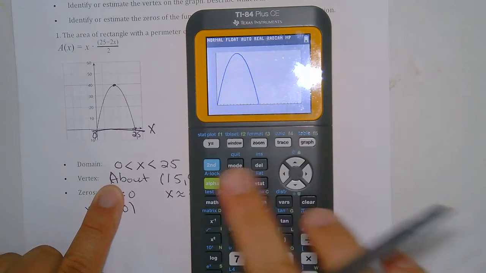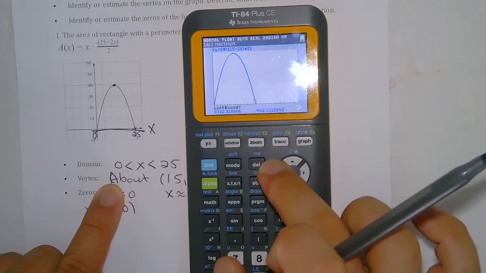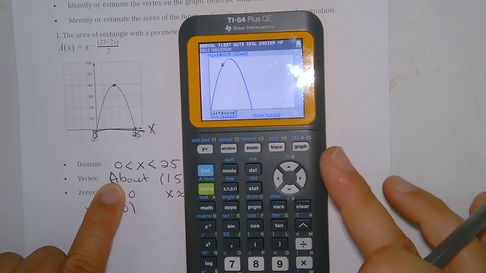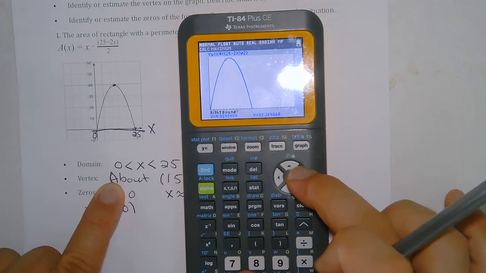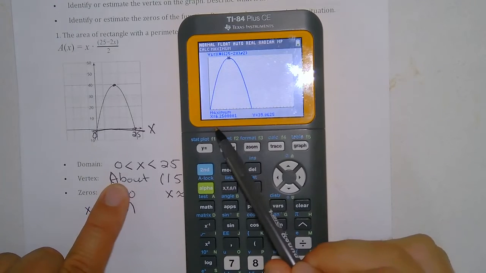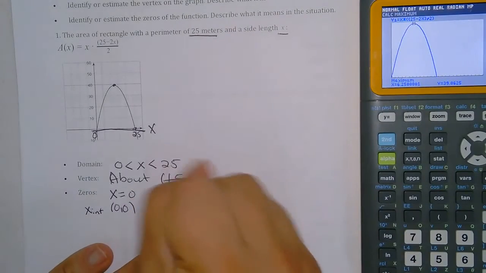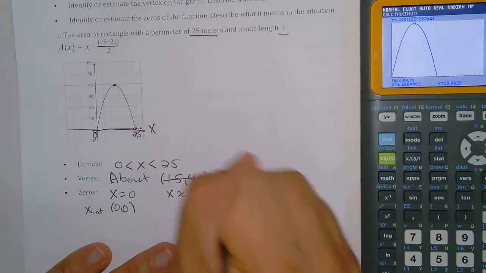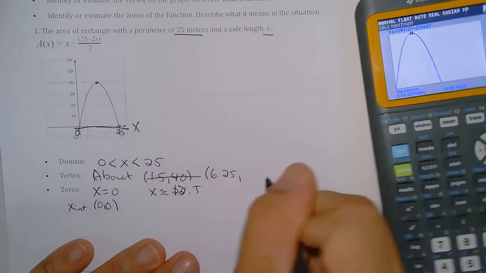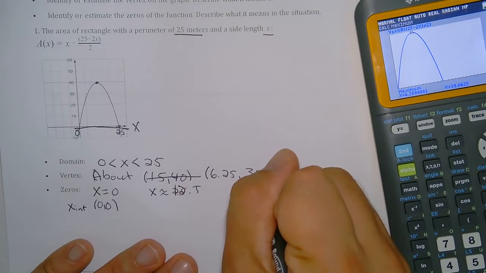So the vertex is a maximum. So if I go second, calculate, and go to the maximum, the left bound means I need to go to the left of the maximum point, hit enter. The right bound means I need to go to the right of the maximum point and hit enter. And it looks to be at about 6.25 and 39.06. So this scale is not the same for x and y. So the scale was off. So 6.25 for x and about 39.06 for y.